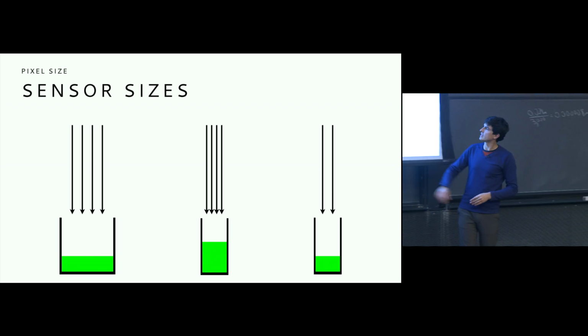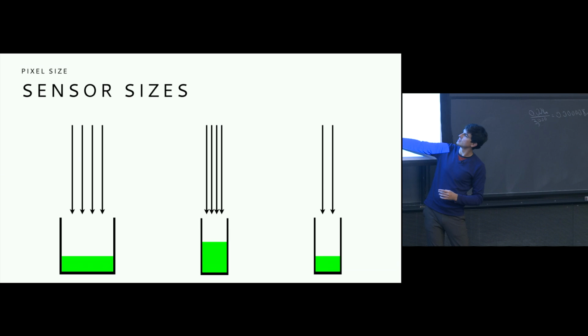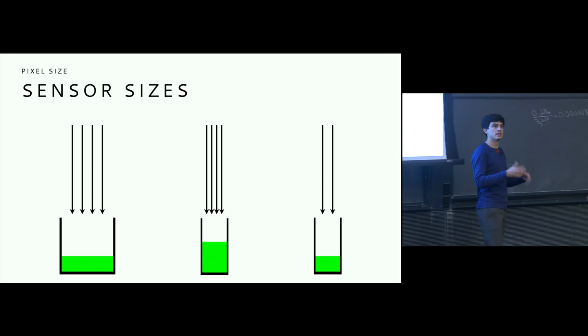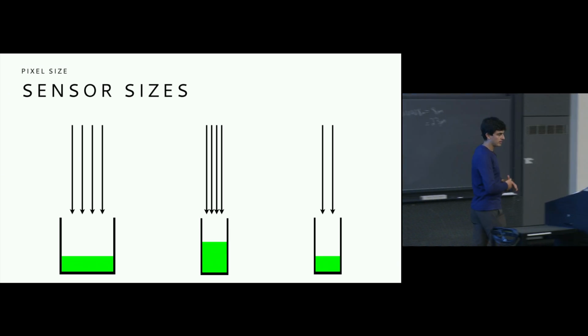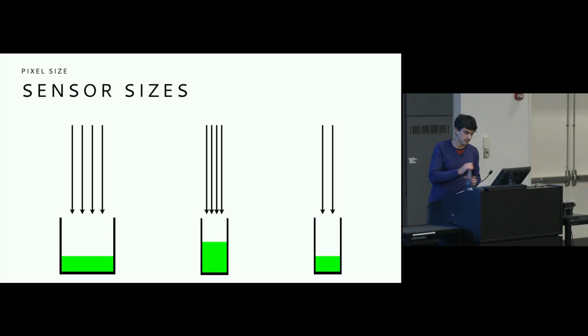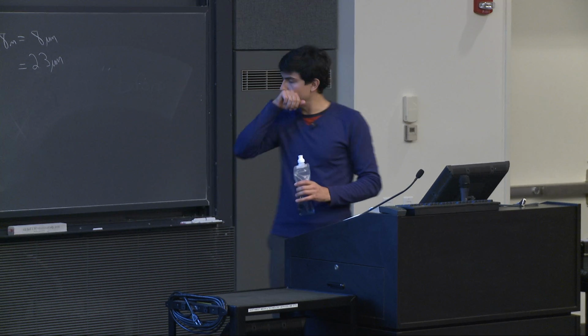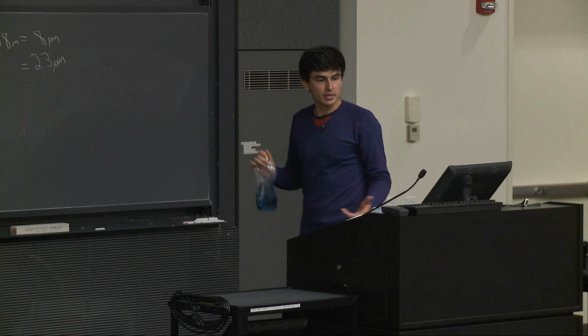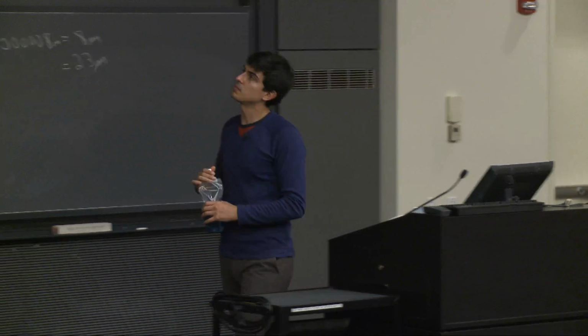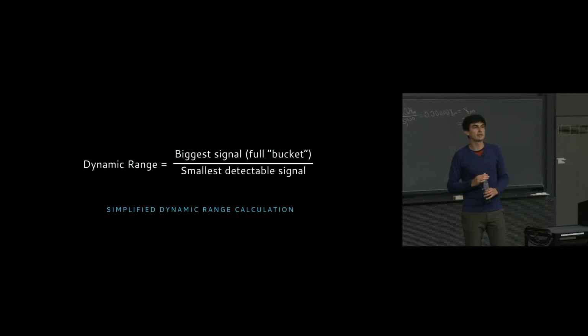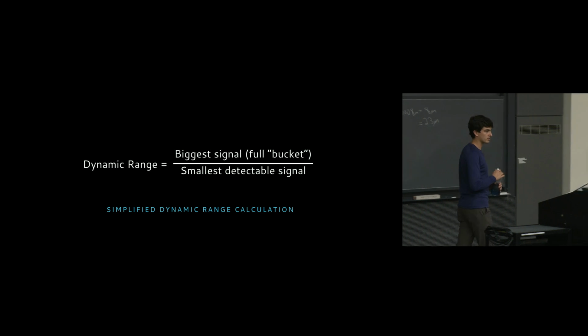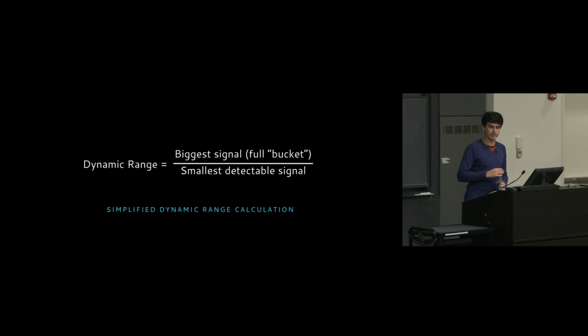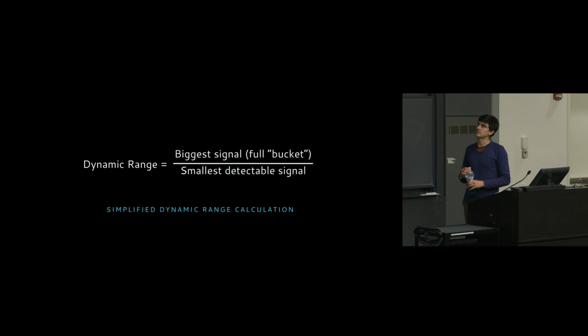So what this means is that it takes fewer photons to fill up that well in our smaller pixeled cousins. So once again, because we have a smaller biggest possible signal, the dynamic range for our smaller sensors tends to be not quite as good as our bigger sensors.